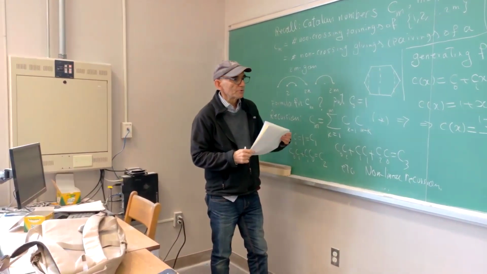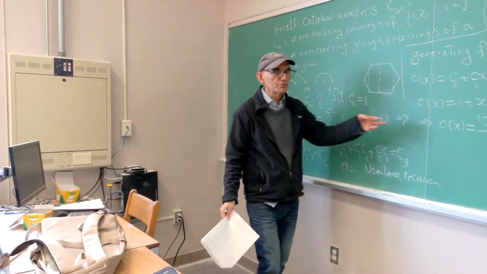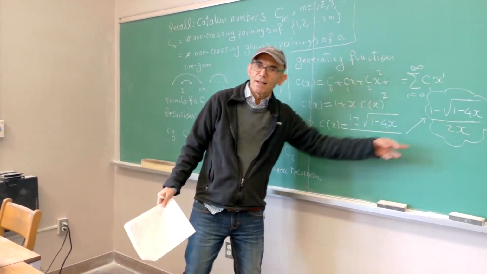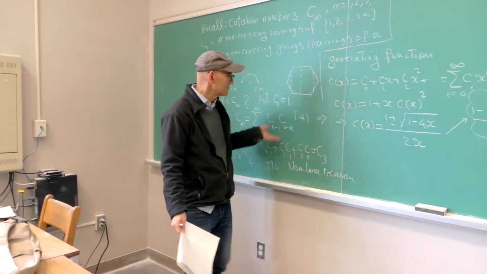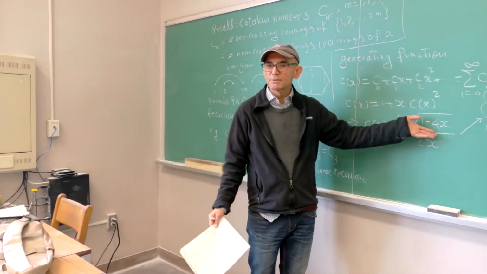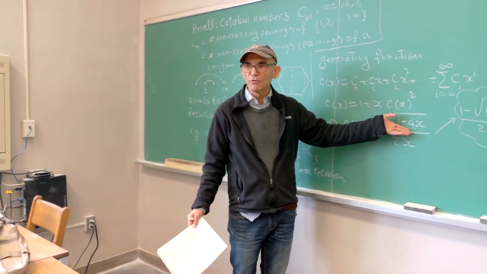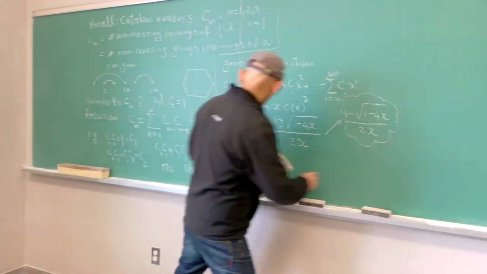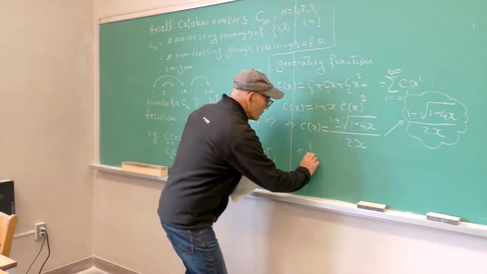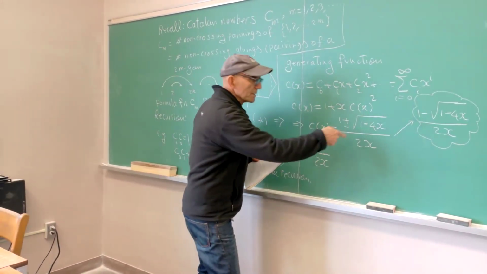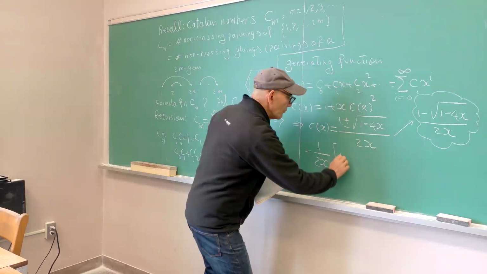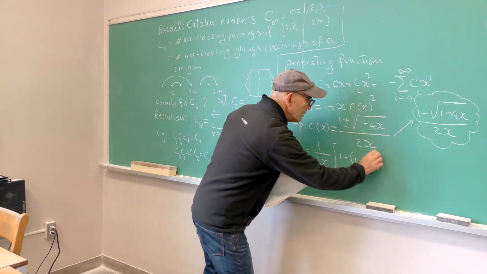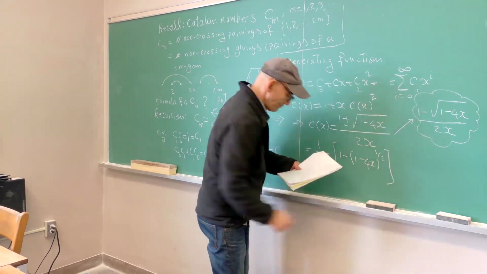And now what I have to do, of course, is use Newton's binomial theorem to expand this and then get the coefficients, right? Because the coefficients are obtained by expanding this using Newton's binomial formula. So this I can just write as 1 over 2x. This will be cancelled by that, times 1 minus 4x to the power 1/2.